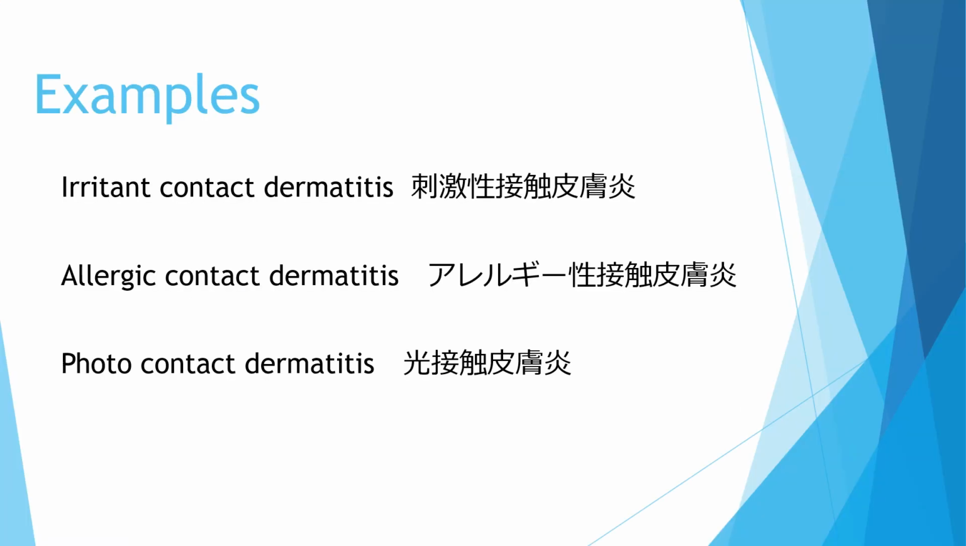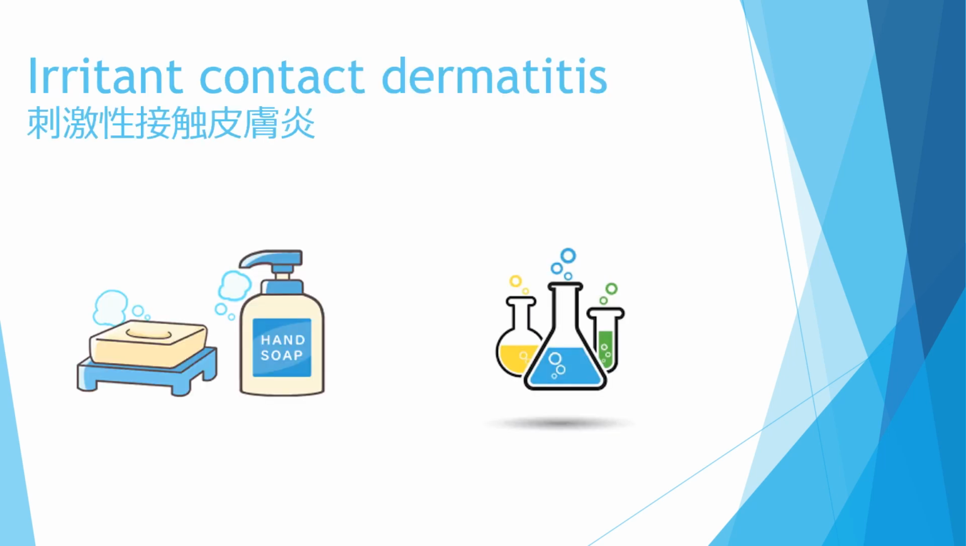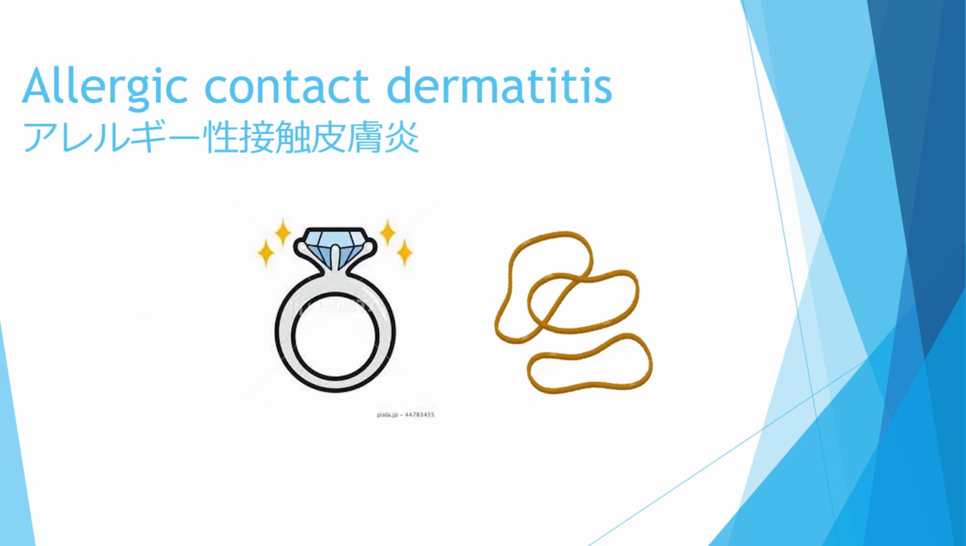Then let me explain some examples of contact dermatitis. First, irritant contact dermatitis. It accounts for 80% of all contact dermatitis and results from direct skin damage caused by chemicals. It is caused by acids, alkalis, solvents, plants, strong soaps, etc.